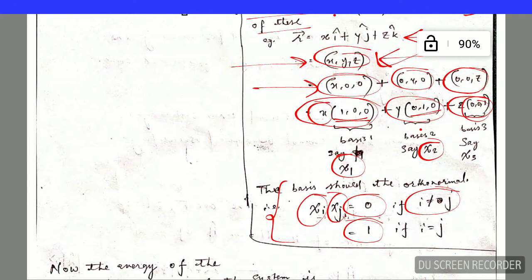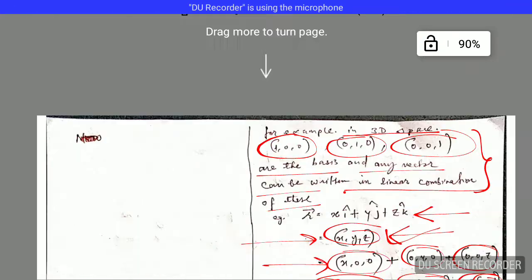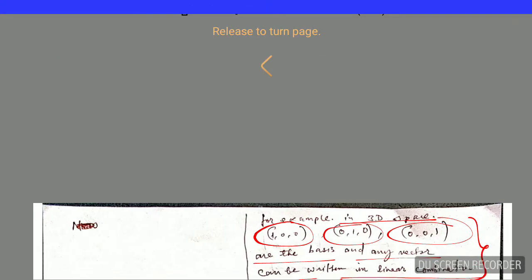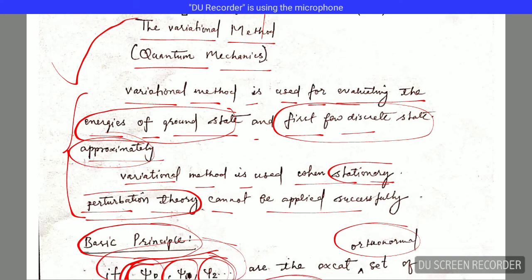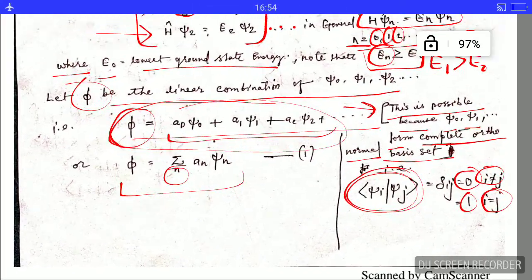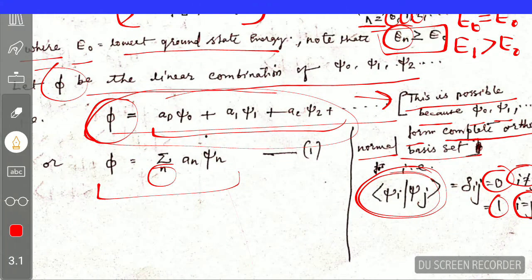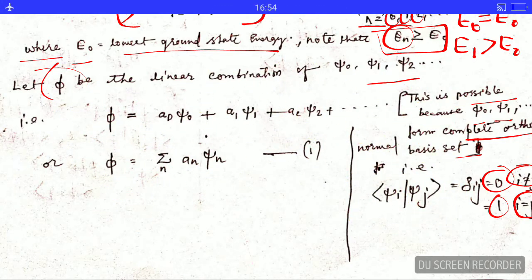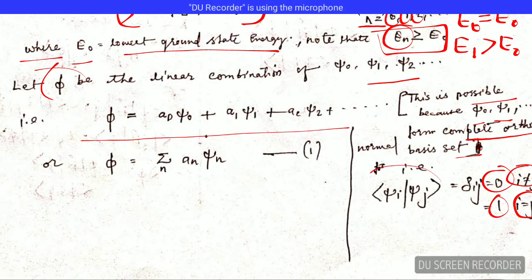So what we have seen before, this is how this expansion is made, because these psi are orthonormal. Okay, so we are clear till this equation.